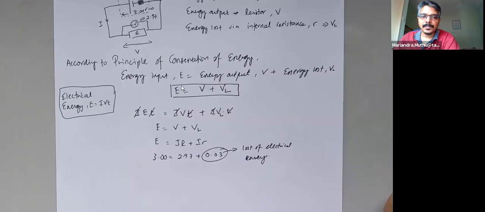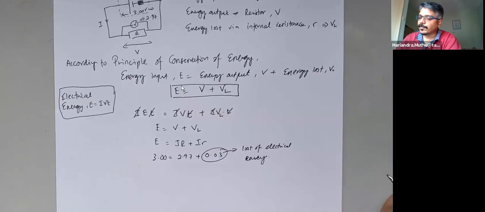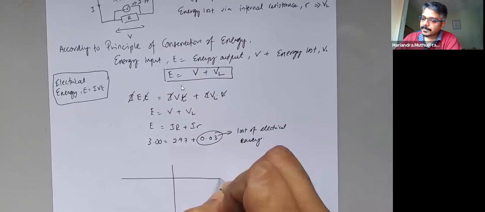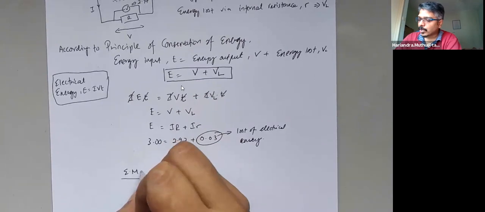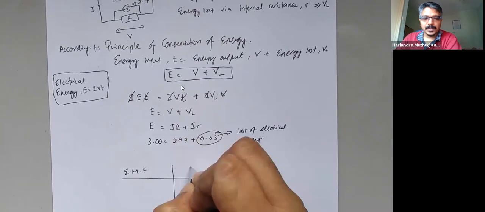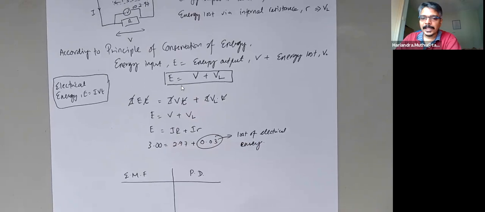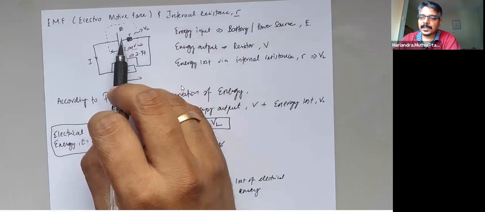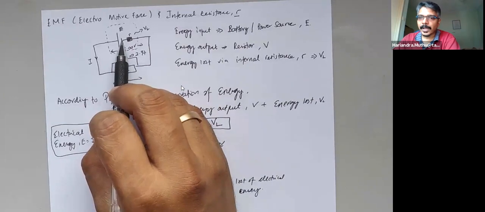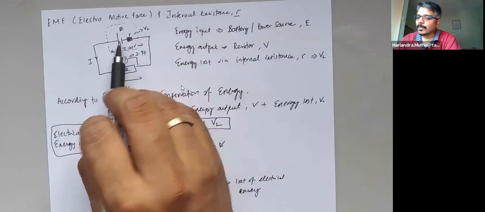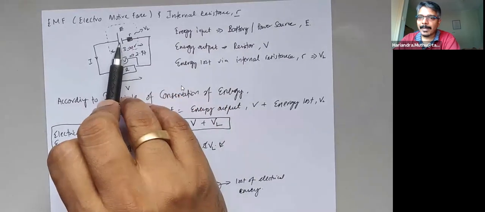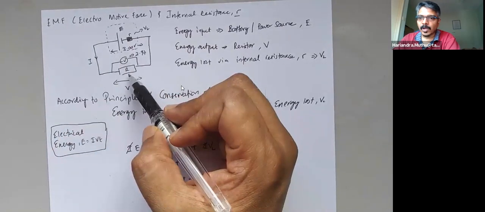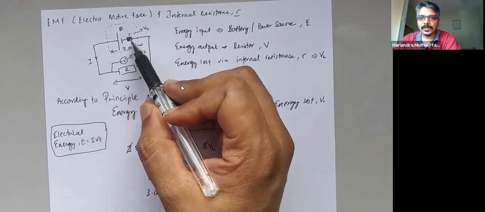So this is the concept of EMF. What is the difference between EMF and potential difference? If you look at this particular case, EMF is the input power, that means the power delivered by the battery. You have output power, which we can consider as useful output power, and we have a power loss.